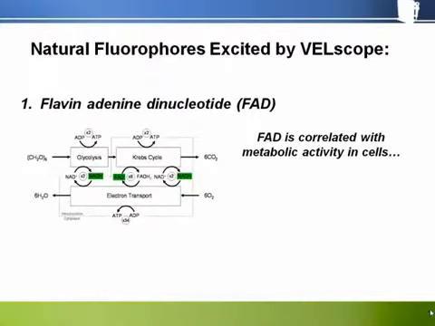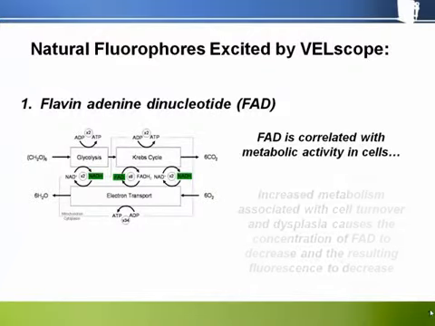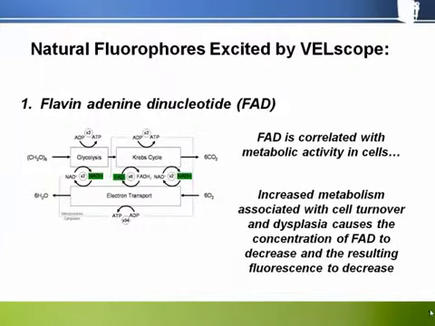The first one we're going to talk about is flavin adenine dinucleotide, or FAD, and it's thought to be the major contributor to epithelial fluorescence under blue light excitation. It is a coenzyme involved in the Krebs cycle and is correlated with metabolic activity in cells. When a cell is actively metabolizing, there is a lower concentration of FAD. Therefore, dysplasia or cancer cells, which are generally more active than normal cells, exhibit less FAD fluorescence than normal.